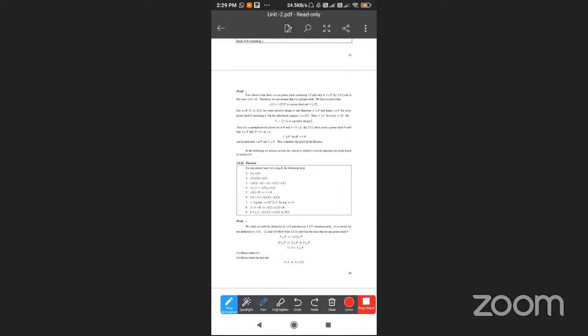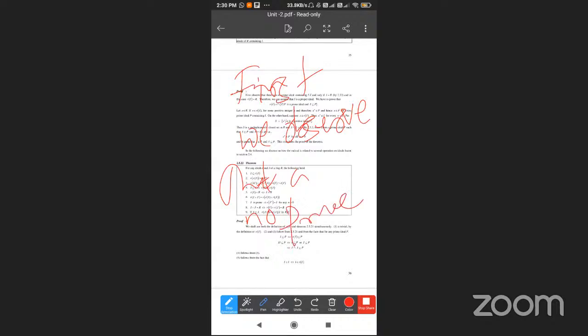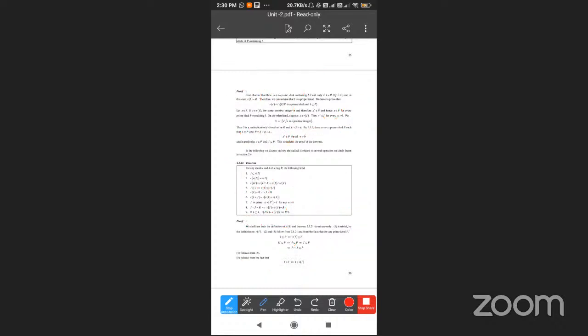First we observe that there is no prime ideal containing I if and only if I is equal to R, by the previous theorem. So the radical of I, R of I, is equal to R. Therefore, we assume that I is a proper ideal.